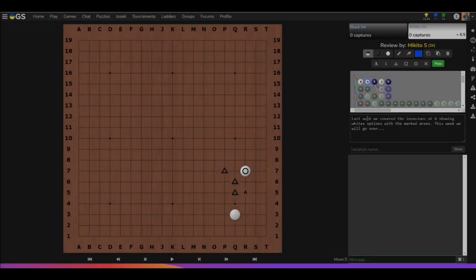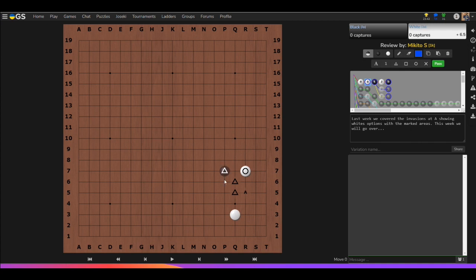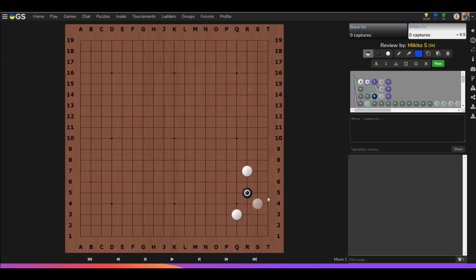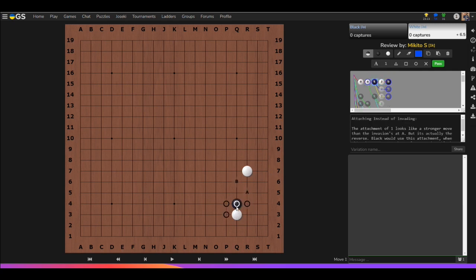So last week we covered the invasions at A, right? We covered a few invasions moving in between the three space extension. This week, not that I had this in the presentation, but we covered both when to use the diagonal and when to use the jumping move, and then at some points we had an under and over attachment. But this week we're going to cover the attachments itself, right? So let us start. That's where we're at.